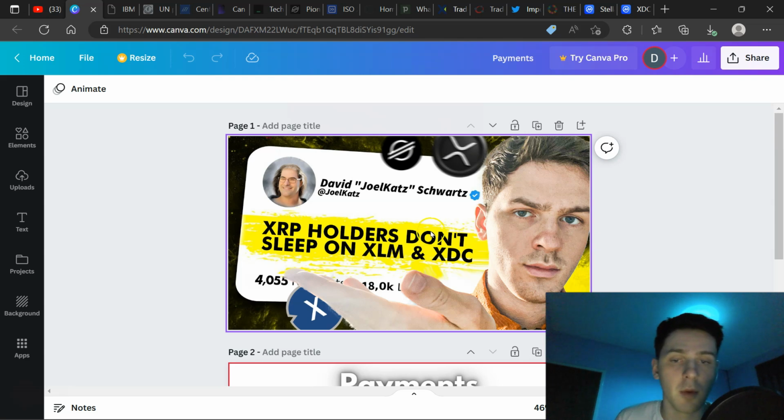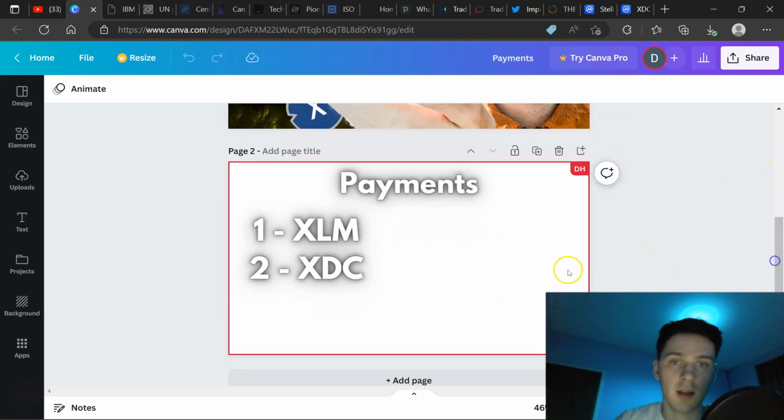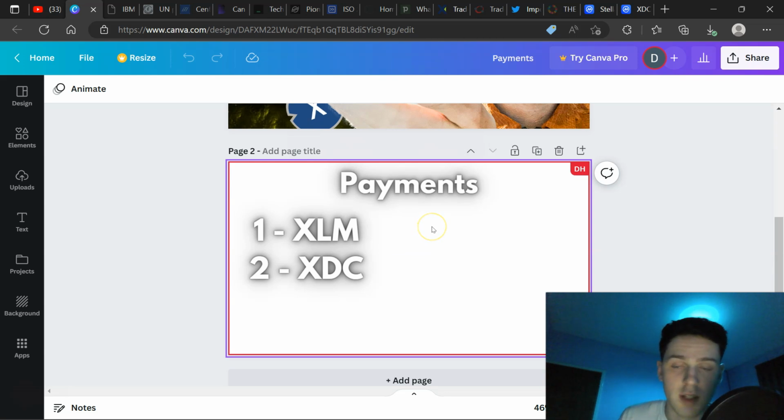So let's talk about something a little bit more exciting in regards to payments involved, the new infrastructure of money, CBDCs, cross-border payments. Payment assets are always needed. Such a huge use case when it comes to transacting value. Let's go into payments with XLM and XDC.